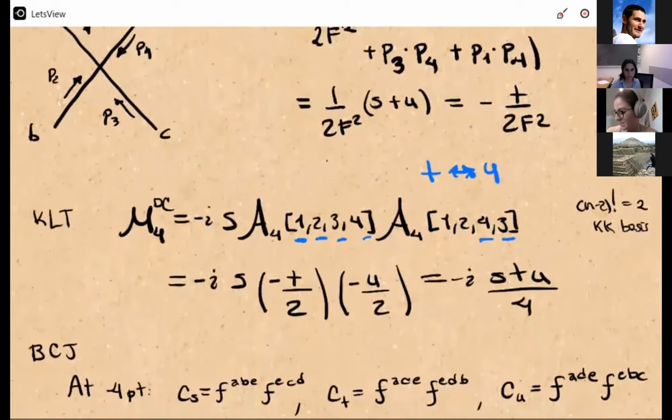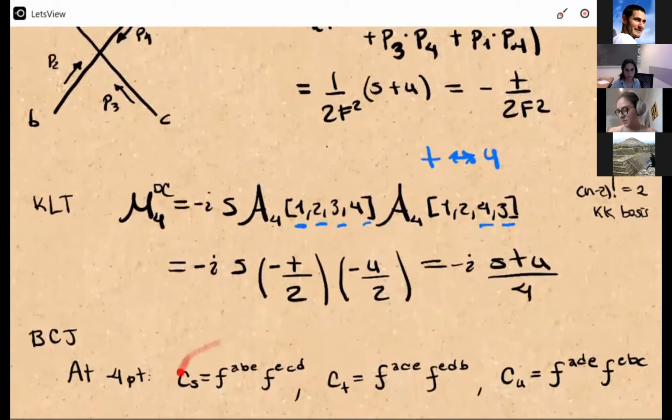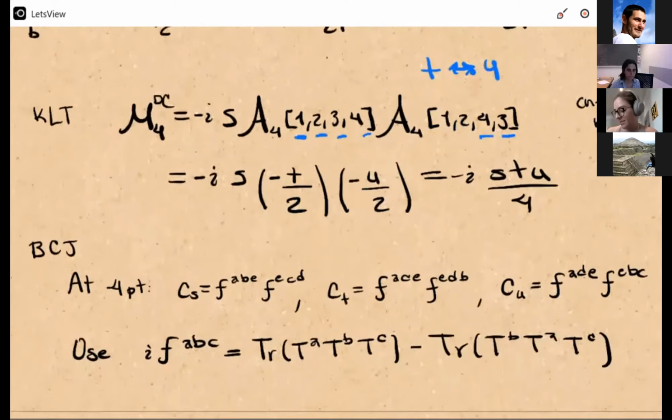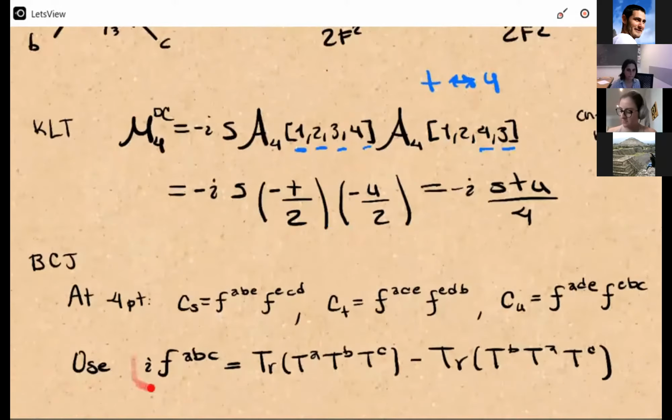For the BCJ one, instead, we usually write it in terms of structure constants because we want to have this set of color factors that satisfy our Jacobi relations, as I mentioned last time. So C_S plus C_T plus C_U is going to be equal to 0. And to do that, we're going to change the traces that we had before now for these structure constants. You can use the standard formula for this adjoint representation that we're in. And it's very simple, of course, to just do the algebra and find what the scattering amplitudes will be now.